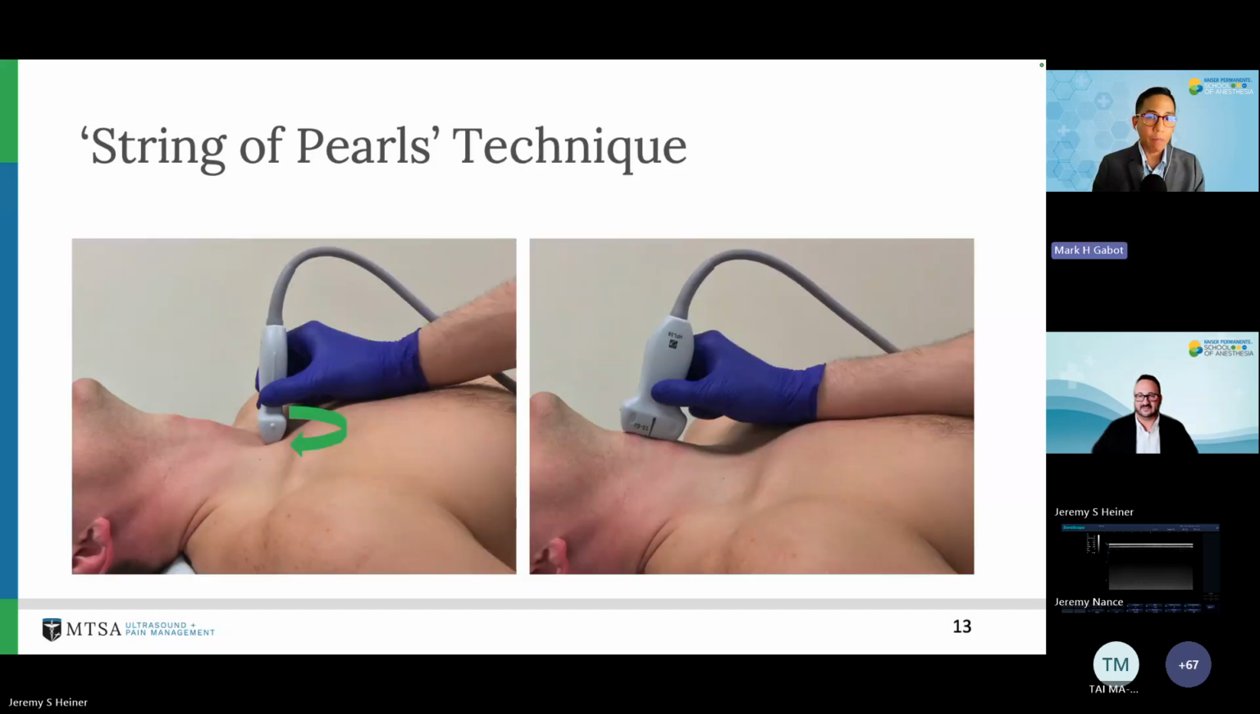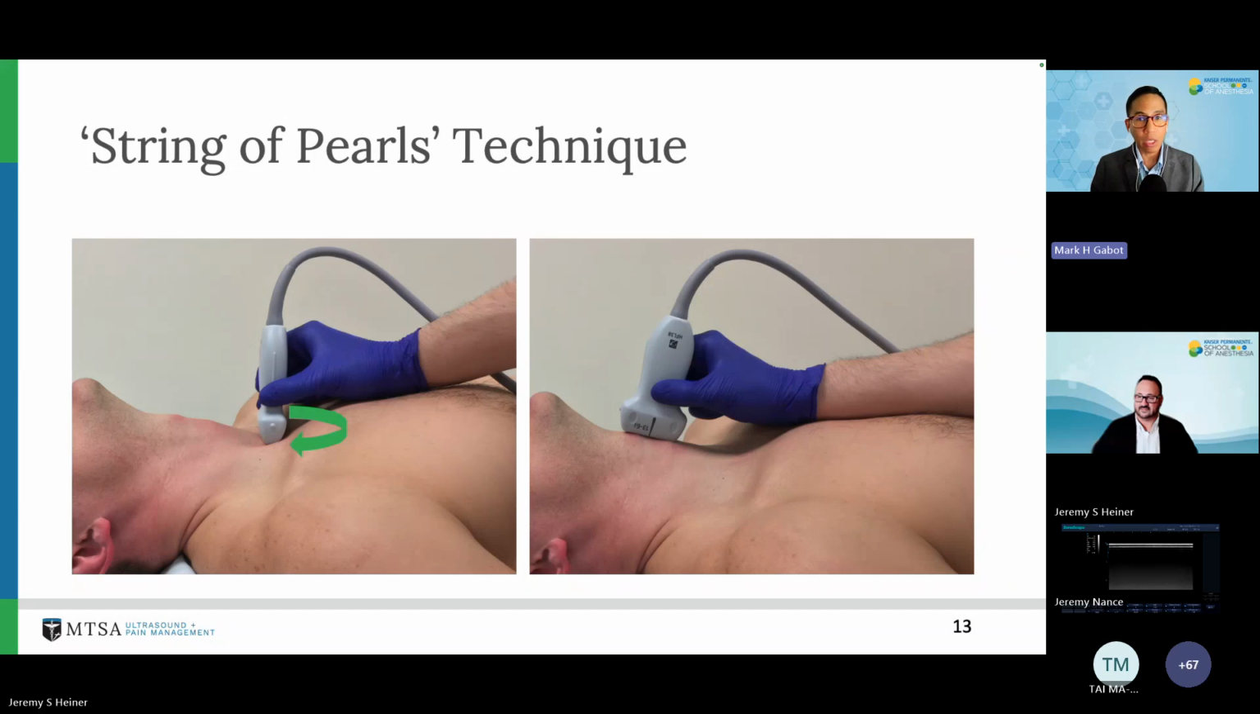So this slide basically demonstrates how the string of pearls technique is performed. We start in the transverse orientation, and then we rotate the probe 90 degrees so that it is now in the longitudinal orientation to again identify those tracheal rings. Once the rings are visualized, we slowly slide the transducer cephalad, and as the tracheal rings transition to the larger cricoid cartilage, you'll be able to identify the CTM just superior to it.